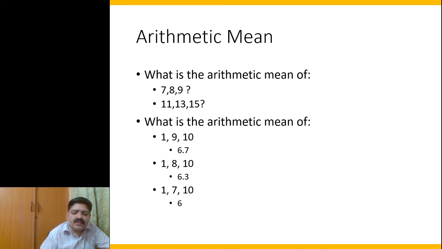So if you notice, we are simply taking the central number if it is equally distributed on both sides. But what happens when the series is tail heavy or head heavy? As in this case, we have a tail heavy series with 9 and 10 and just 1. So 1, 9 and 10. So obviously the central tendencies tend towards the right side. So we shift from 5 to 6.7. Similarly here, when I have 1, 8 and 10, I have 6.3 as the arithmetic mean, and when I have 1, 7 and 10, 6 becomes the arithmetic mean. Alright, so keep this in mind.